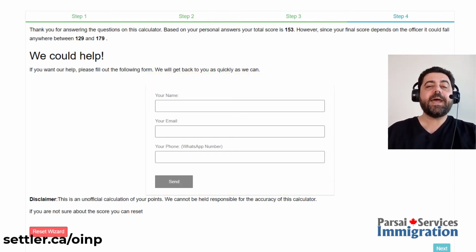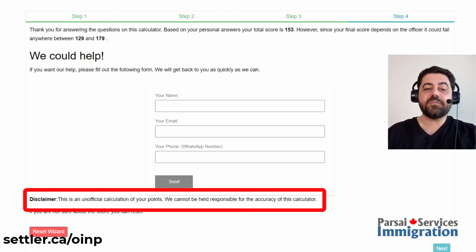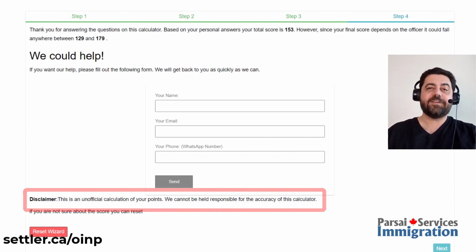And just as a disclaimer, this is an unofficial calculation of your points. We cannot be held responsible for the accuracy of this calculator.